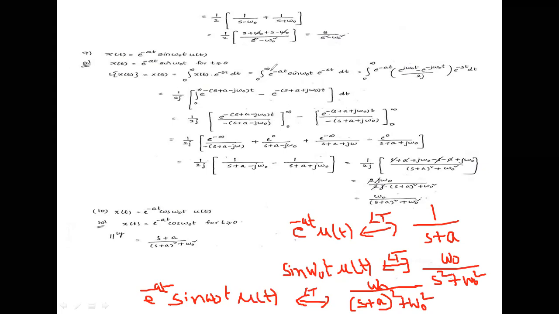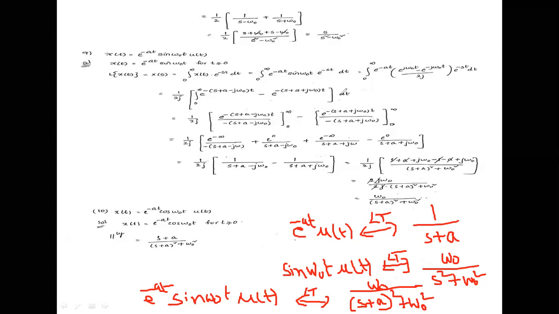Integral 0 to infinity, substituting mu of t as 1, e power minus at sine omega naught t, e power minus st dt. What is sine omega naught t? It is e power j omega naught t minus e power minus j omega naught t, divided by 2j. Take the 2j outside. The three terms, e power minus at, e power j omega naught t, and e power minus st, have the same base, so you can add all the exponents. Take the minus common: minus (s plus a minus j omega naught) t dt.